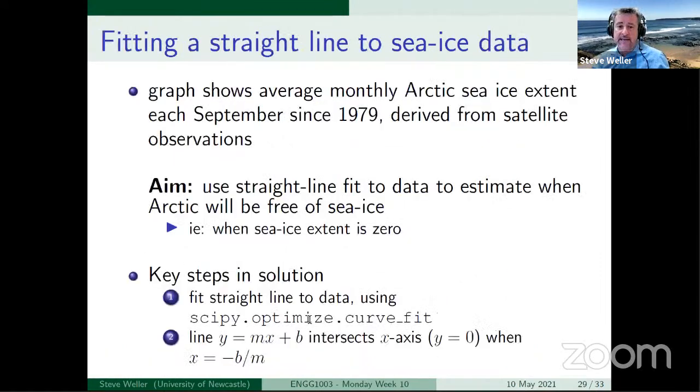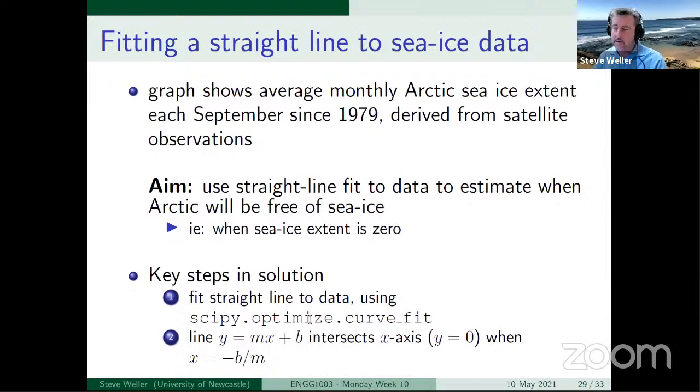So you can actually get a data set which describes the sea ice extent in September, every September since 1979 up to the year 2020. And we are going to solve the following problem. We are going to take that data, use a straight line fit to the data, and estimate when the Arctic will be free of sea ice in the month of September.